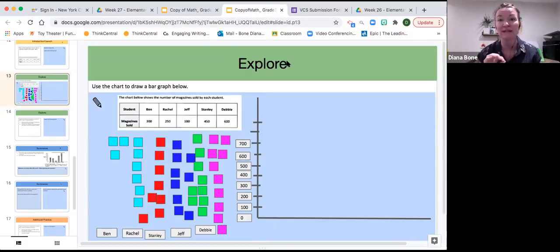Something that's really important about graphing is your organization. I'm wondering if we all know what organization is. I don't think I knew what organization was in third grade. Organization is the way you place things on the page need to be really clear and easy to understand.